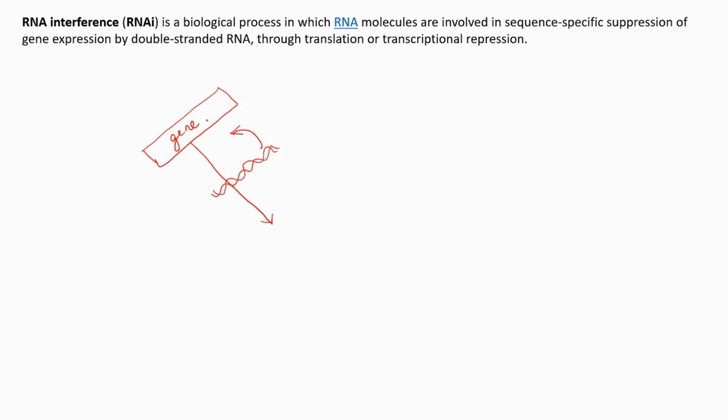We know that a gene is composed of nucleotides and each has bases. So depending upon specific bases, this double-stranded RNA suppresses the expression of this gene. That pathway is called RNA interference. Okay, so siRNA is usually involved in this RNA interference.